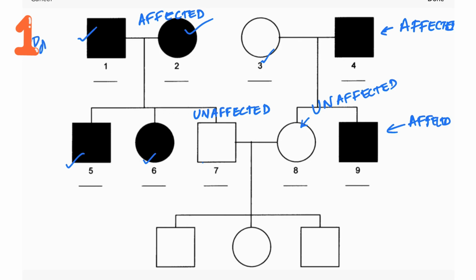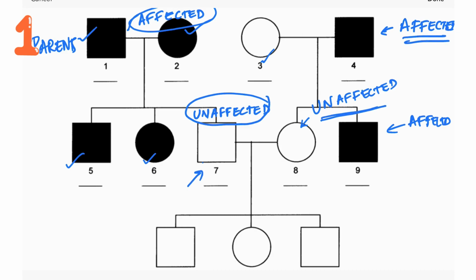Affected parents can have unaffected children. Affected parent, again unaffected children. So which clue is that? Yes, it is for autosomal dominant.